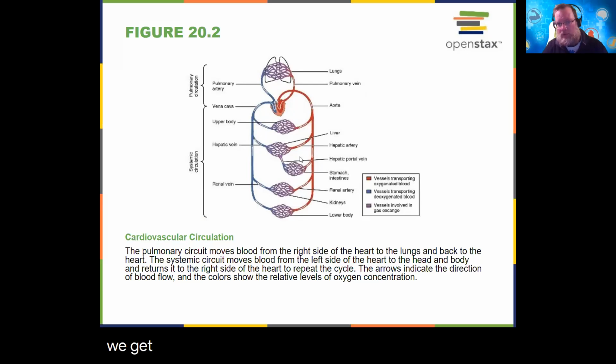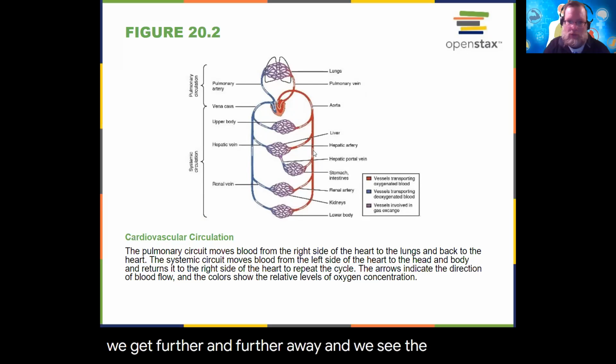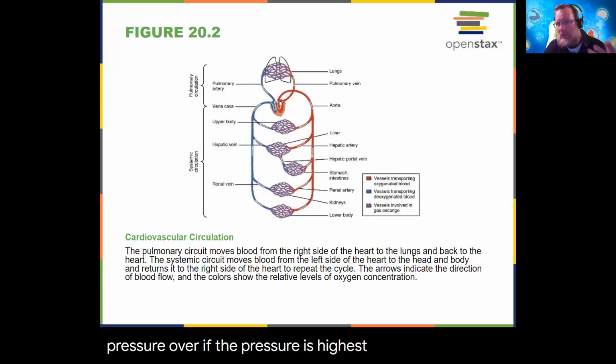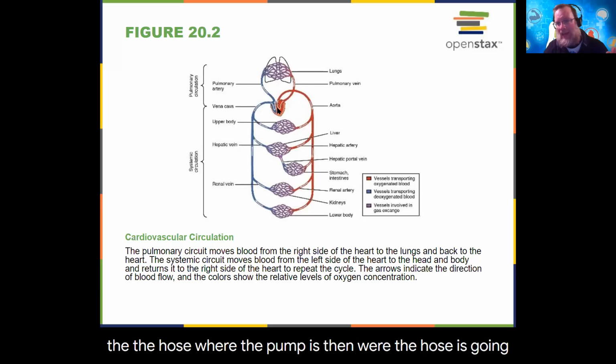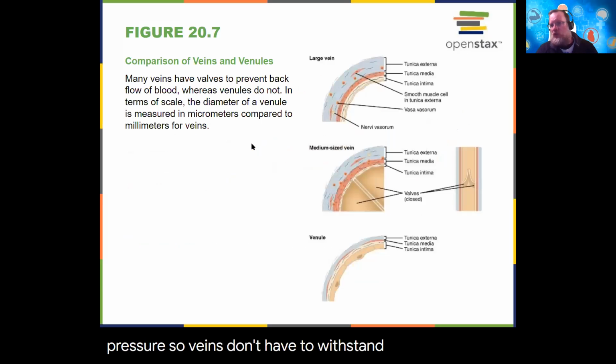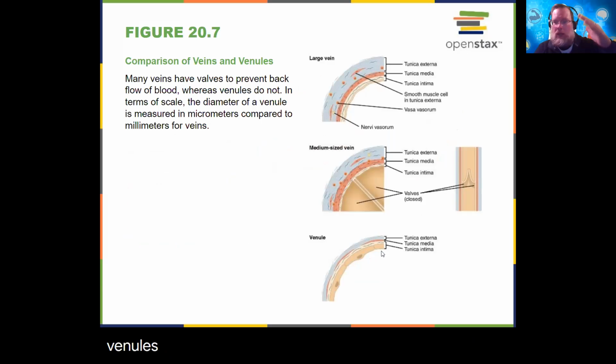And as we get further and further away and we see the diameter decrease and we start to get over into the veins, if the pressure is highest at this spot of the hose where the pump is, then where the hose is going back into the pump is going to be the lowest spot of blood pressure. So veins don't have to withstand a lot of stress against their walls, so we don't see a lot of thick muscle.